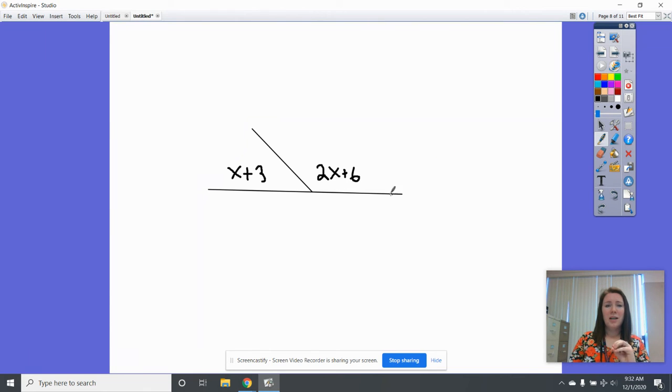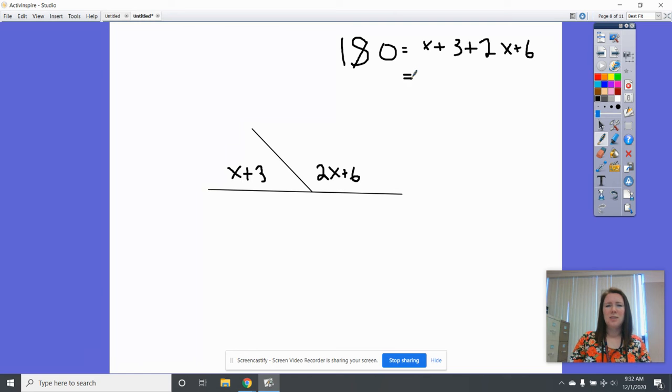So again, for vertical angles, we just set the two expressions equal to each other. These two are on a straight line, so they are supplementary. Supplementary are two angles that add to 180 degrees. Now, that means I'm going to add x plus 3 plus 2x plus 6. Okay, so I added each expression together, and I set it equal to 180 because that's what supplementary angles do. You add them together and it adds up to 180.